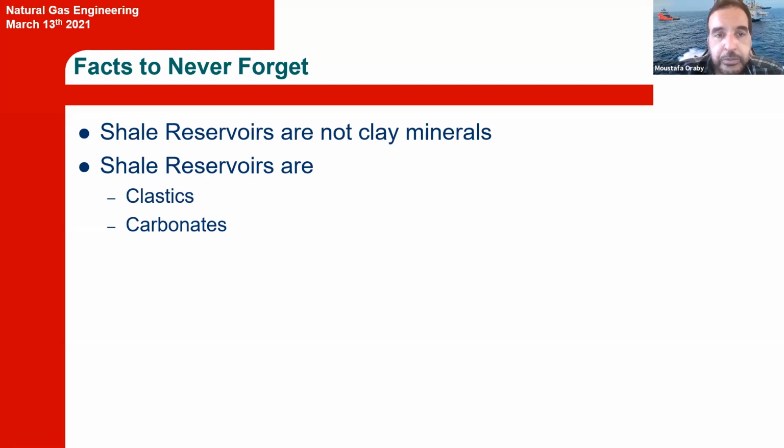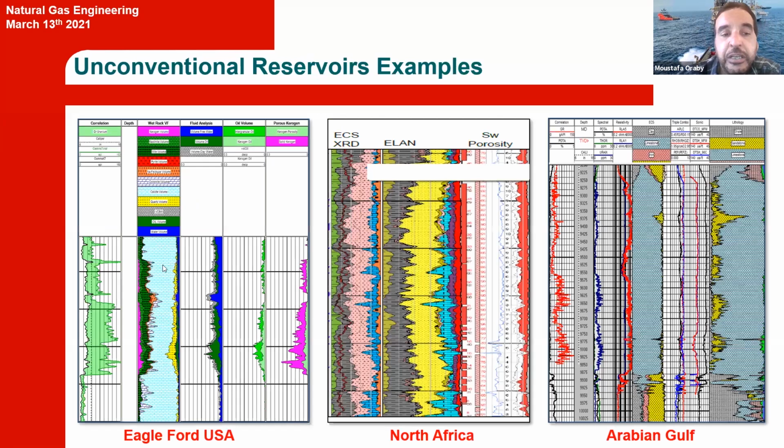Here are examples from the globe. Here is an example from the US. This is the Eagle Ford, one of the most famous unconventional reservoirs in the US. And you can see here, it's actually carbonate, limestone with some clays. Normal reservoir, it's not clay. It's a reservoir that has a percent of clay, very normal like any other reservoir. If you go to North Africa, this is calcareous sand. You have sandstone with some calcite. So this is a calcareous sand with some clay minerals as well. So it's a normal reservoir, but this reservoir is shale because of its grain sizes.